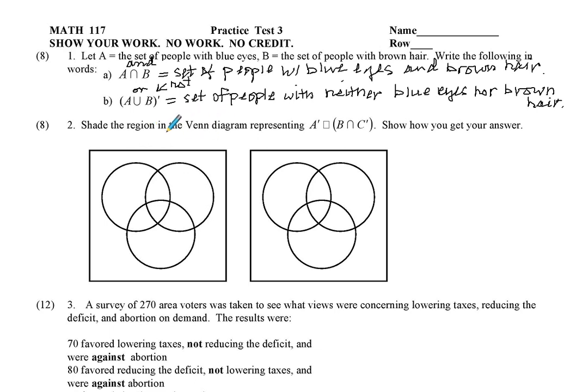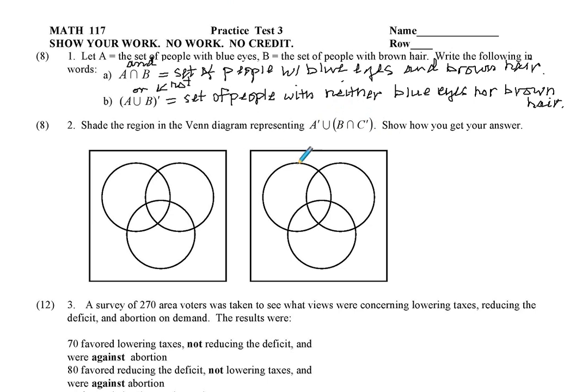And then let's see, next up here we need to do some graphing in a Venn diagram. So we want to shade the region in the Venn diagram representing, and it looks like we are missing a symbol here. This actually should be a union. For some reason that did not print correctly. So this is not A or B and not C.